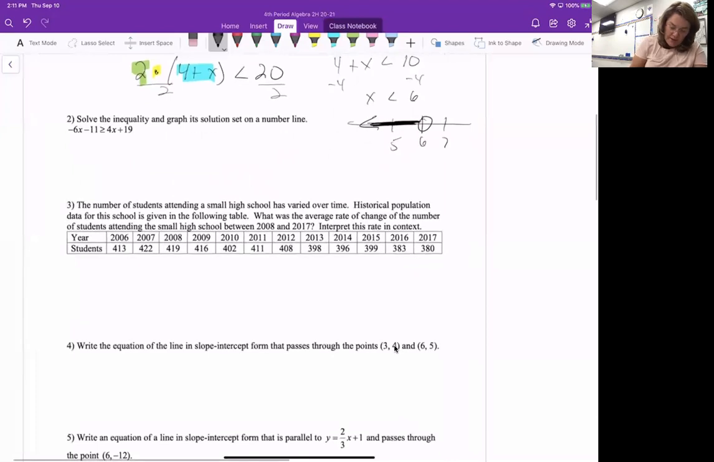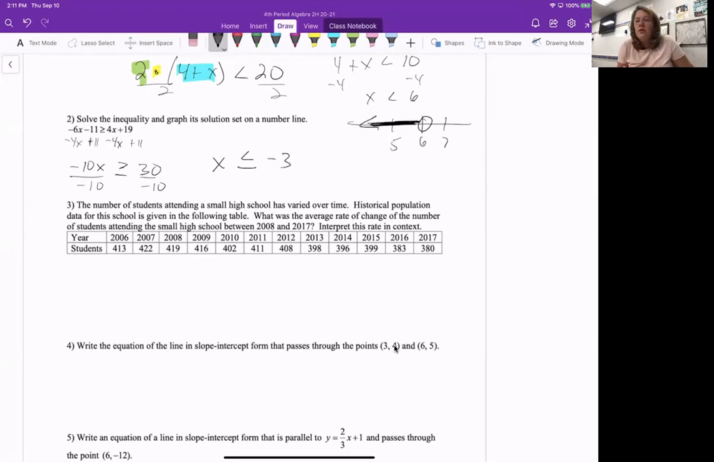Alrighty, solve the inequality and graph its solution on a number line. So we need to solve for x, and I'm going to move x to the left-hand side. So I'm going to subtract 4x on both sides, and I will then add 11 to both sides, and I will get minus 10x is greater than or equal to 30. I will then divide by negative 10, and I will have to remember that when I divide by a negative number, I have to switch the inequality symbol, and I will get x is less than or equal to negative 3.